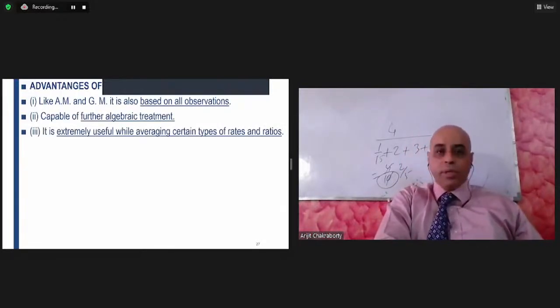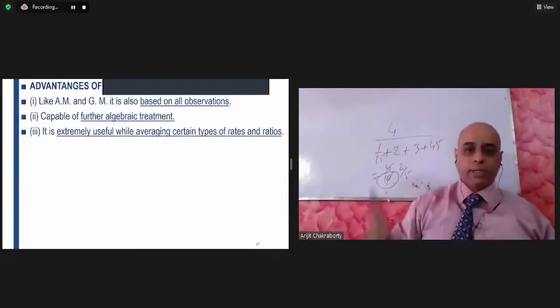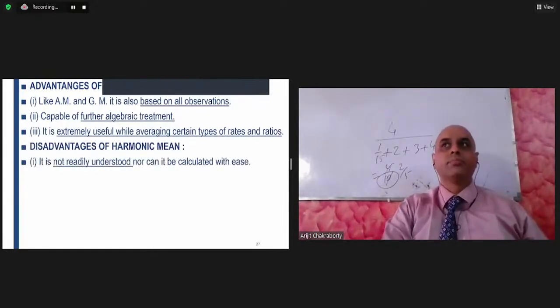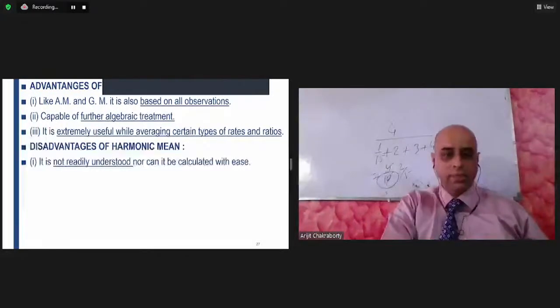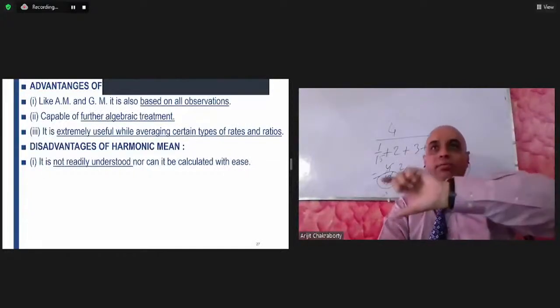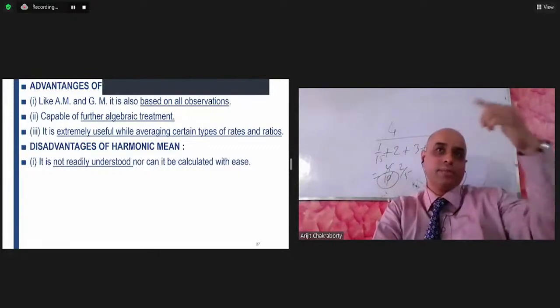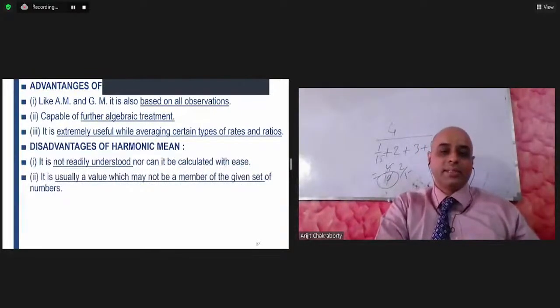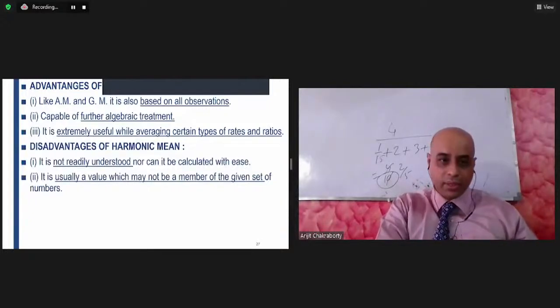It is extremely useful while averaging certain types of rates and ratios, like we have done here, speed. Disadvantages: it is not readily understood because the formula is not very easy. One of our friends has written that if I find the AM and find the reciprocal, I will not get HM. It is usually a value which may not be a member of the given set of numbers. That is very much true.